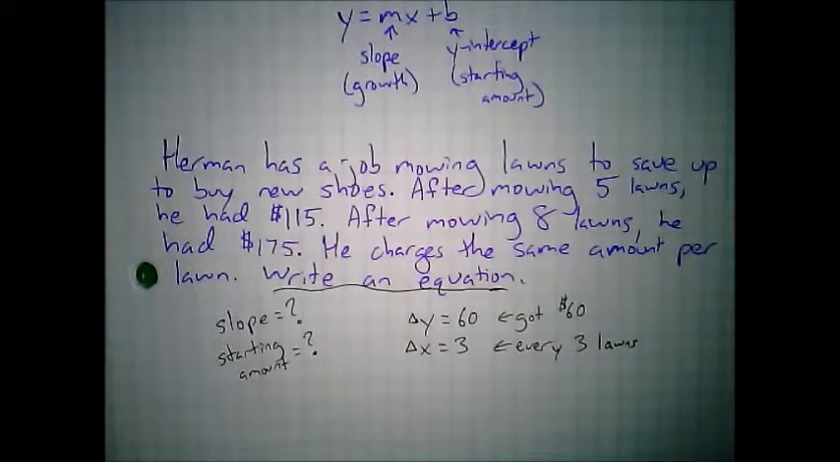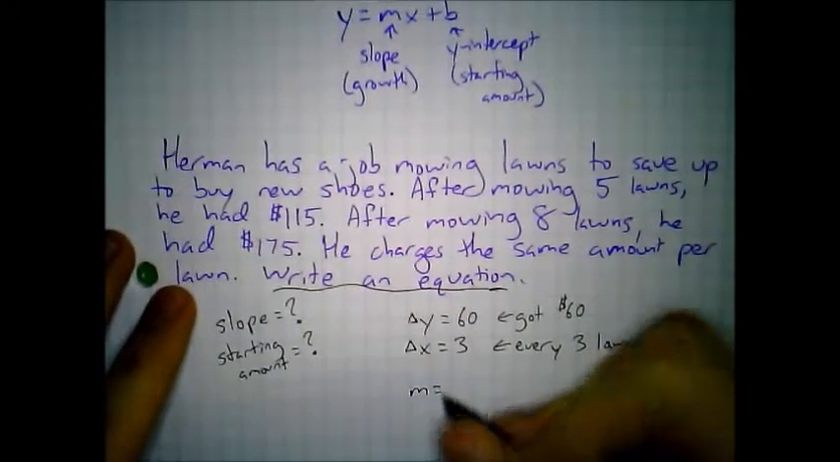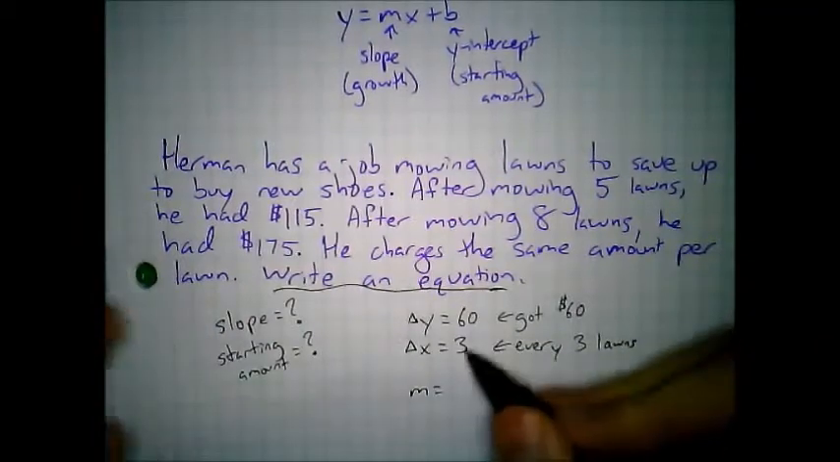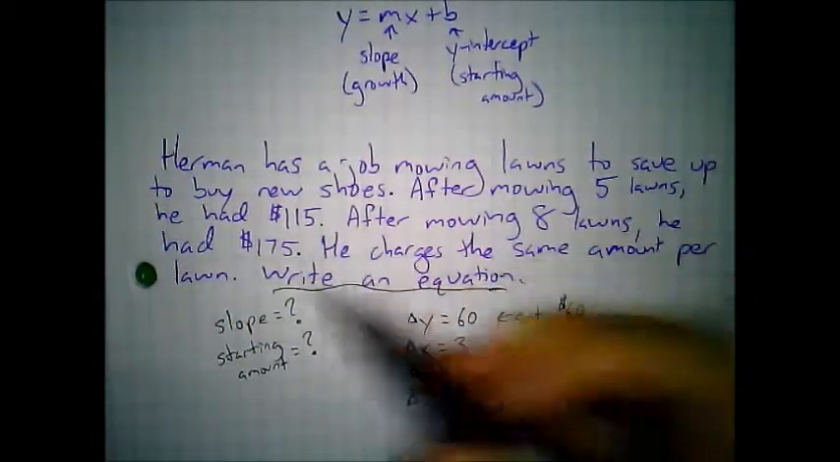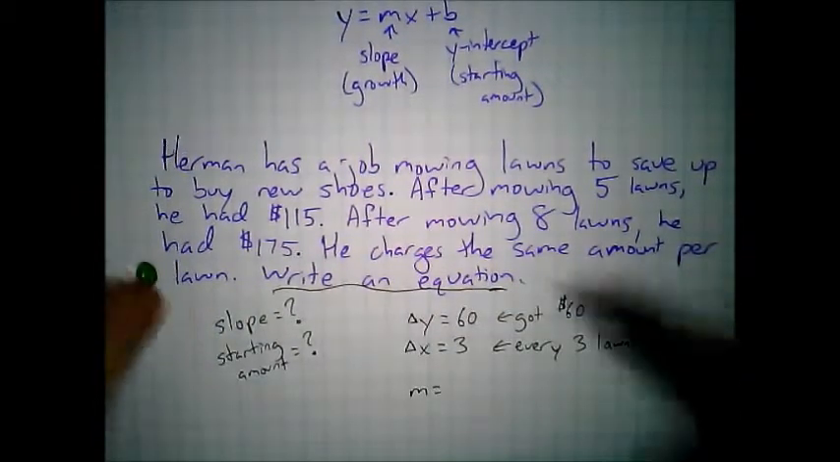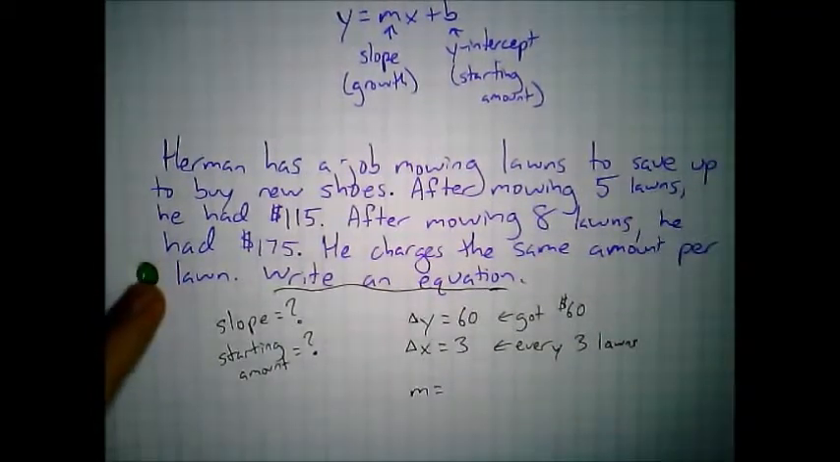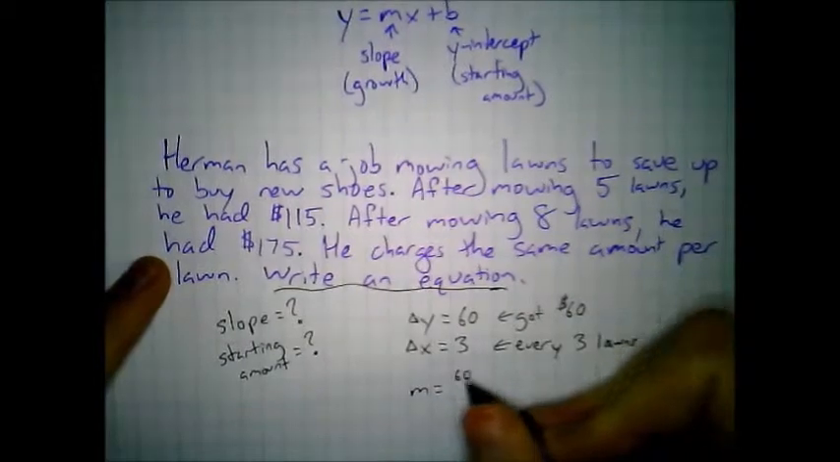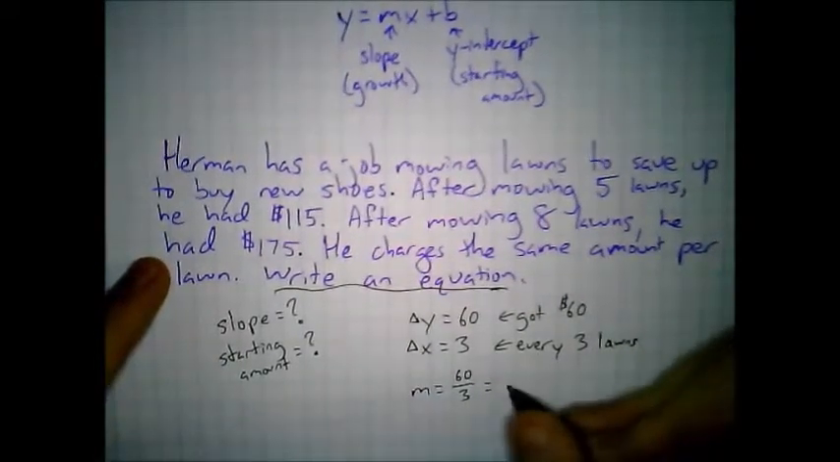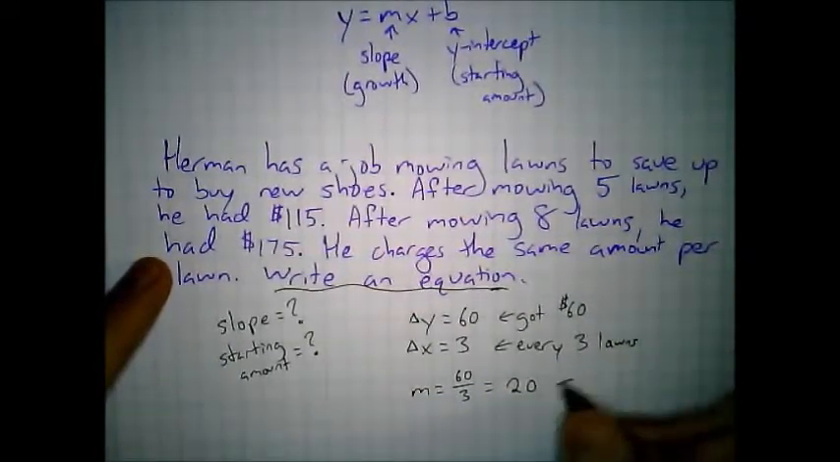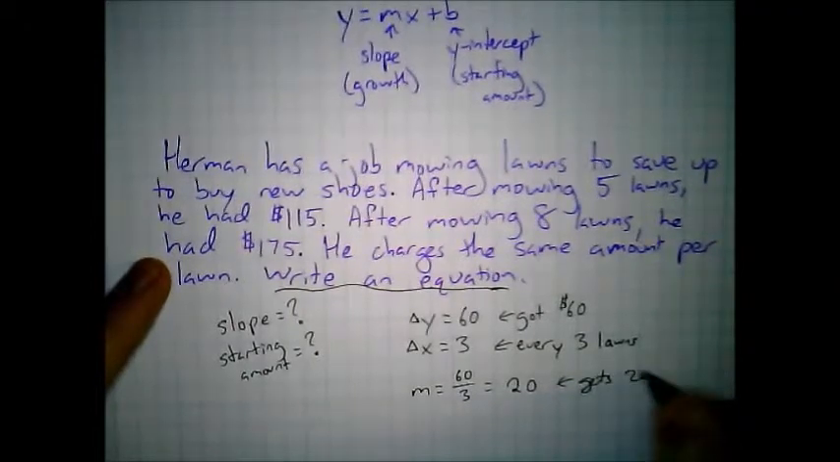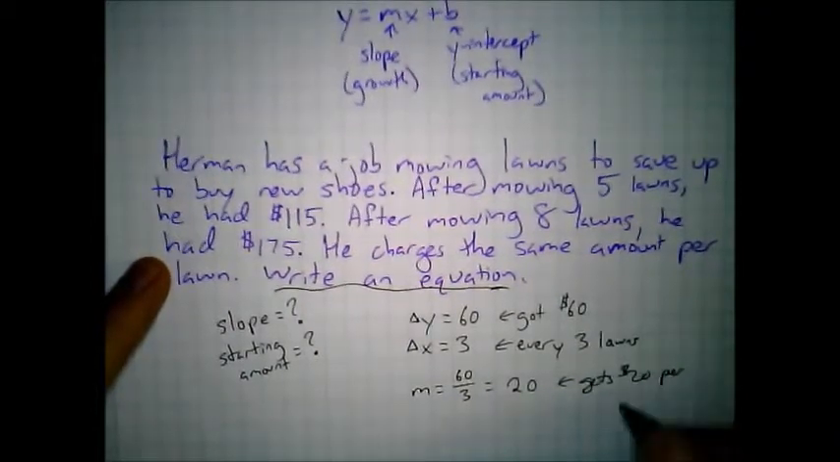That's his slope. We use this to figure out his slope. That's his rate of change. He gets $60 every 3 lawns. That's what the information in this problem tells us. Now, if you need more practice finding the slope, then go back and watch one of the earlier videos about finding slope given word problems. So we know our slope is our change in y over our change in x, and we reduce it to get 20. This means he gets $20 per lawn.